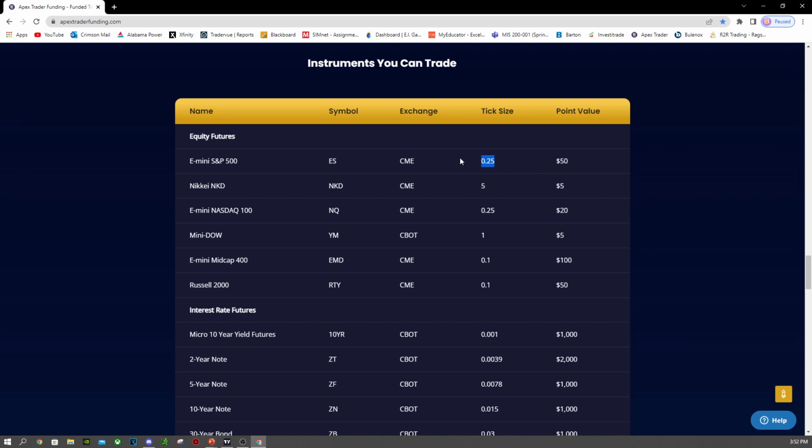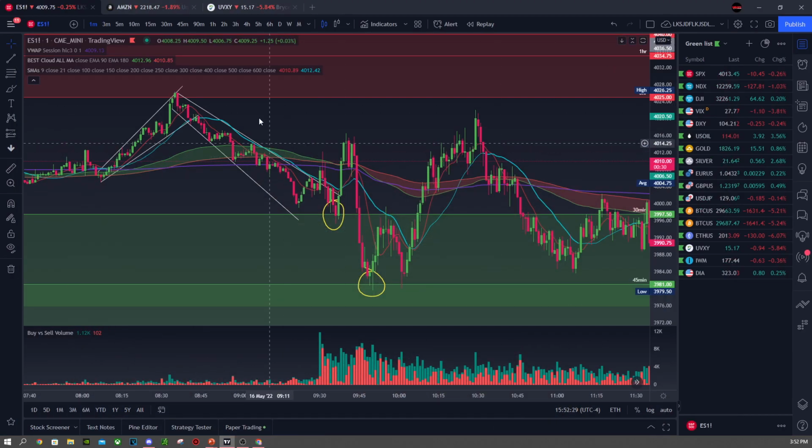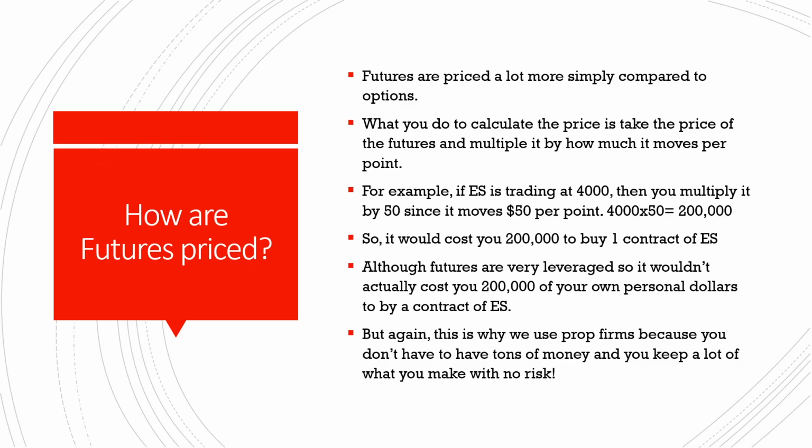Each tick on ES is $12.50, so each 0.25 is $12.50. On NQ, each 0.25 is $5. And that is really all that you need to know with that.